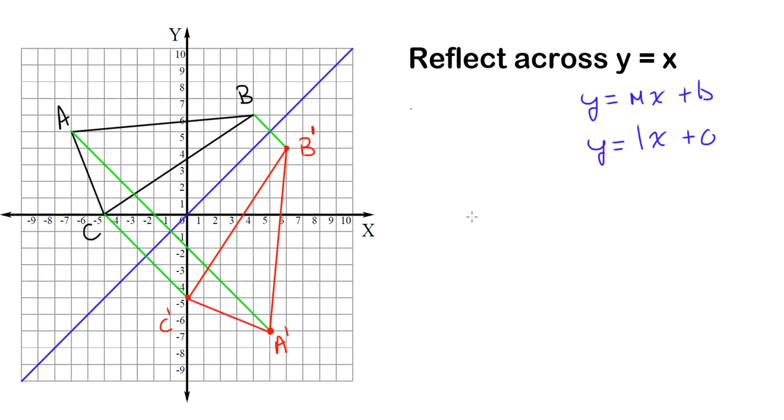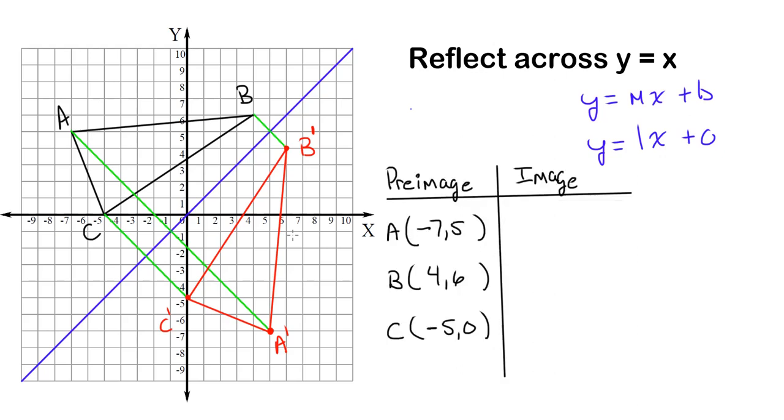And so there we go. We have successfully reflected triangle ABC across the line y equals x. Now let's take a look at how the ordered pairs for each point changed so we can see the pattern. A was at (-7, 5), and A prime ends up at (5, -7). And B is at (4, 6), and B prime ends up at (6, 4).